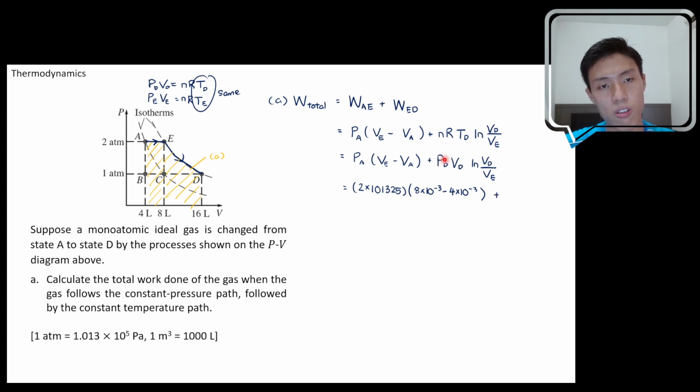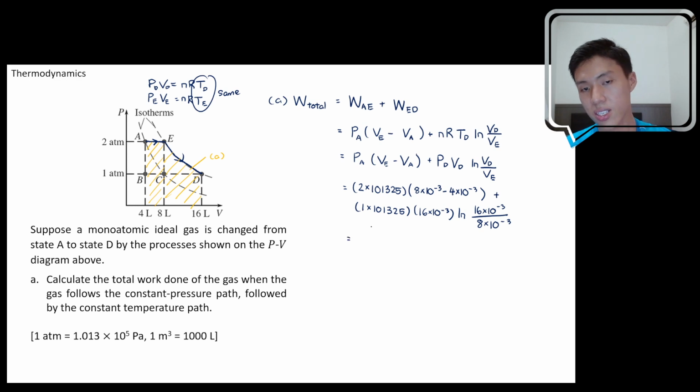Let's continue. Then you have pressure D and volume D. Pressure D, as you can see, is 1 atmosphere, so that's 1 times 101,325. That's your pressure at D. Then your volume is 16 liters, 16 times 10 to the power negative 3. So this is pressure and volume. Then you have your ln VD over VE. Volume of state D is 16 times 10 to the power negative 3. Volume for state E is 8 times 10 to the power negative 3. So you have everything substituted in. Now you're just left with calculation.